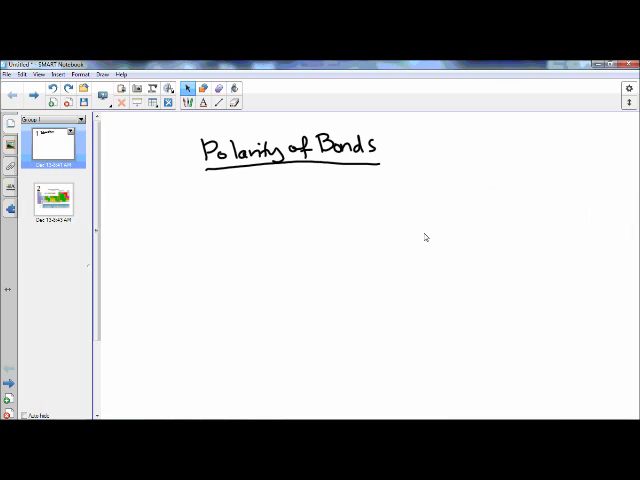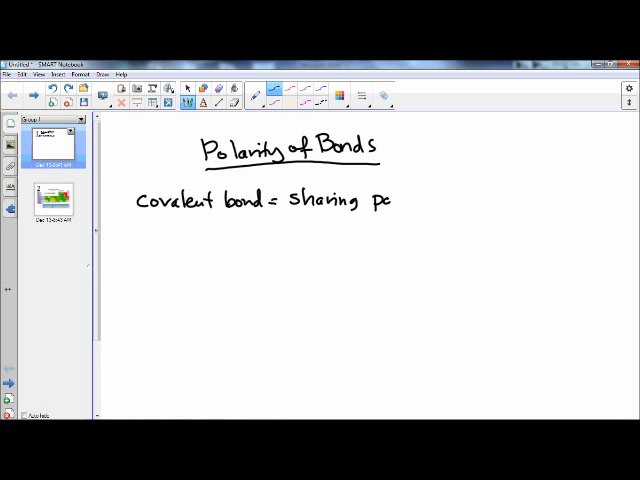Today's lesson we're going to talk about a concept called bond polarity. Now, in order to address bond polarity, we have to think about the fact that, remember, we're talking about covalent bonds. So we're talking about sharing a pair of electrons between two atoms.